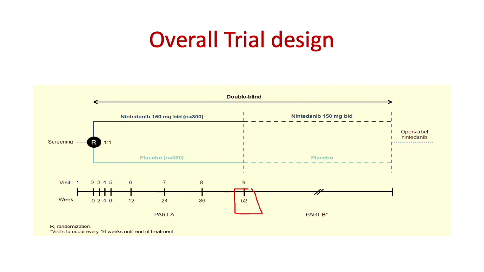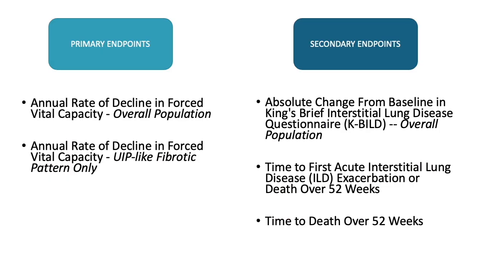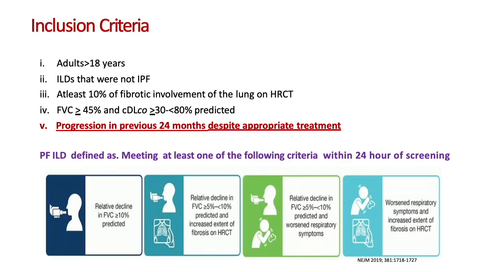So patients were given the option to continue nintedanib open label after the end of 52 weeks. So we got more and more data after that. But initially 150 mg BD of nintedanib was compared to placebo. And when you look at the primary endpoints, we are looking at decline in lung functions in two groups, the overall population and the UIP-like fibrotic pattern only. Now, the secondary endpoints were again the symptom score, the exacerbation, and death at almost a year.